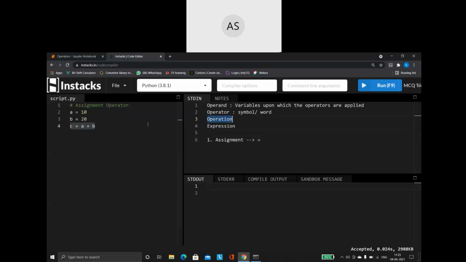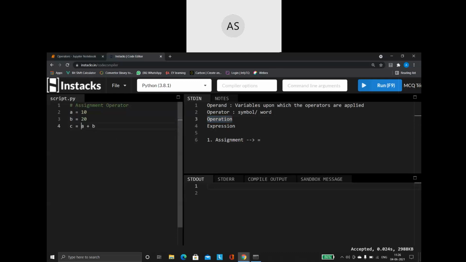Now what is the operation? Operation is nothing but the type of work I am going to perform. Here I am performing an addition operation. After performing the addition operation, I am performing an assignment operation, assigning that value to this variable. So first my addition will be performed, then the result is assigned to this particular variable. So operation is nothing but the task that I am going to do.